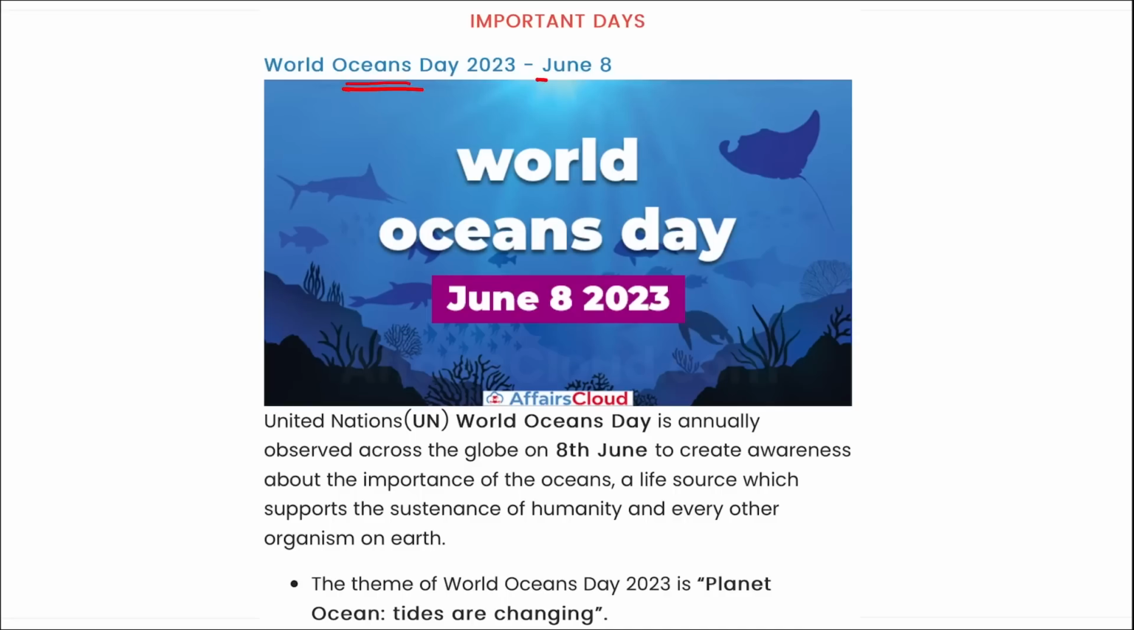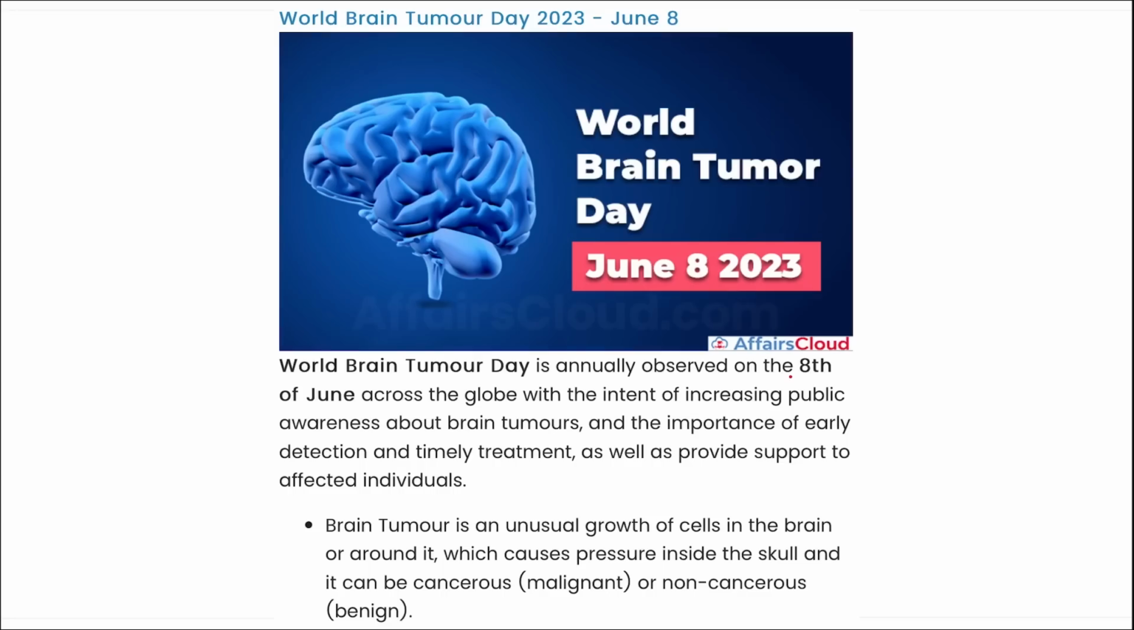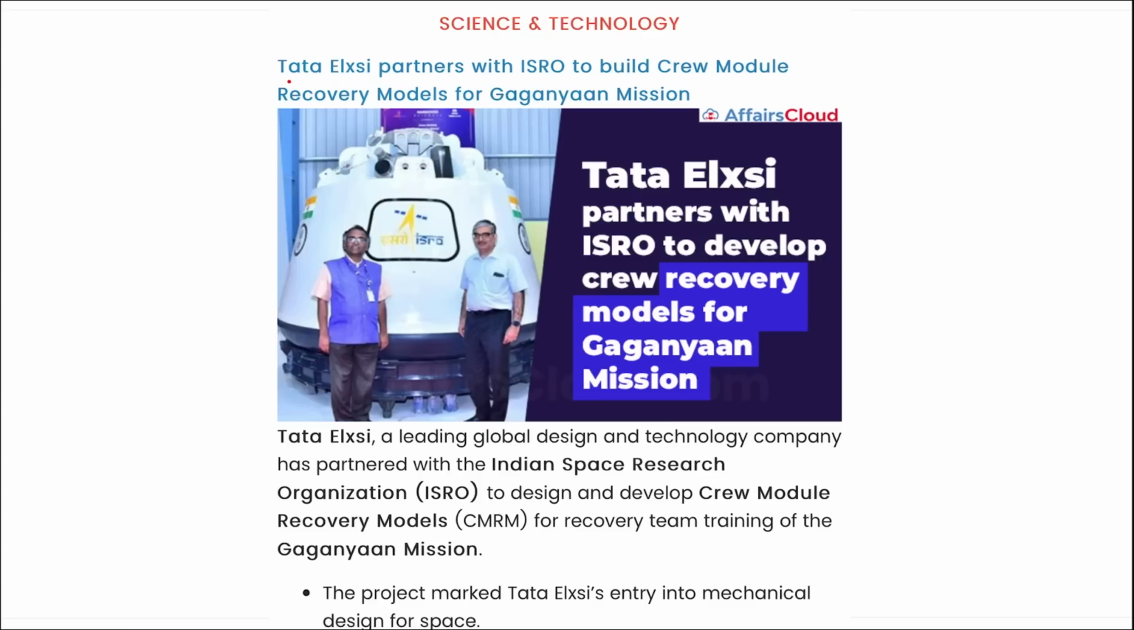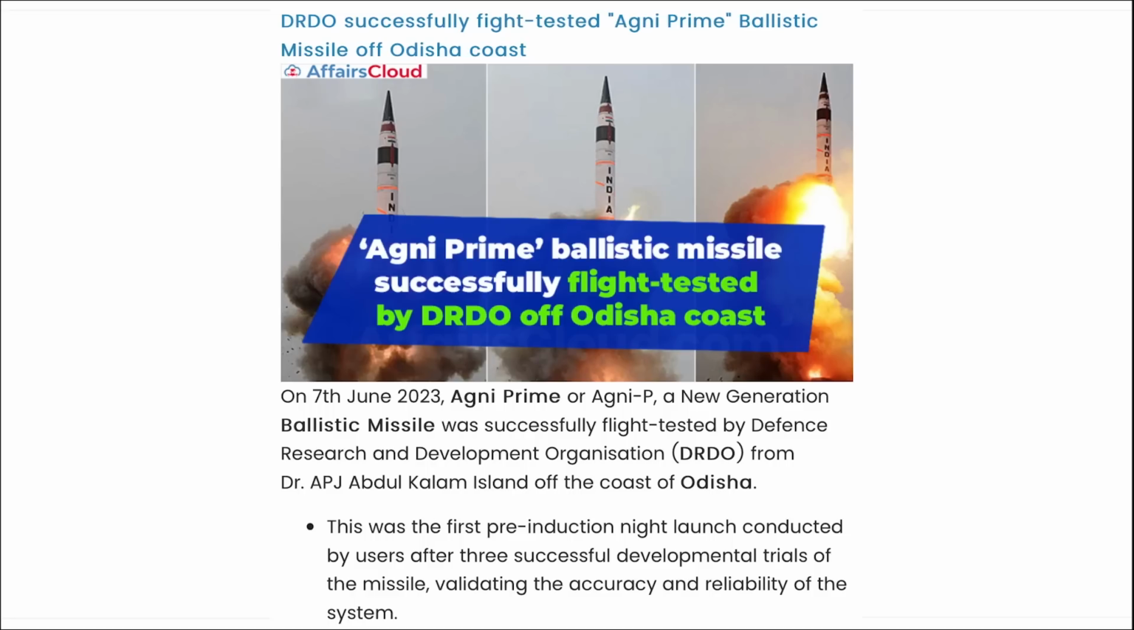World Oceans Day. When do we observe this? It is observed on 8th of June with the theme Planet Ocean: Tides Are Changing. World Brain Tumor Day is observed on 8th of June. Next, Tata Elxsi partnered with ISRO to build the crew module recovery models for the Gaganyaan mission. Next, DRDO has successfully tested Agni Prime. This is a ballistic missile that was tested off the coast of Odisha.